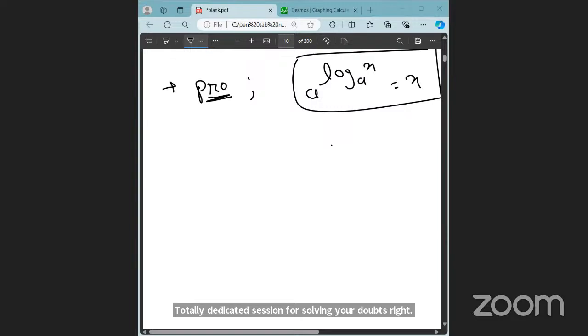So let's start with activity 6.1, question number 4, right? Okay. So the set of all x for which there are no function of the form.